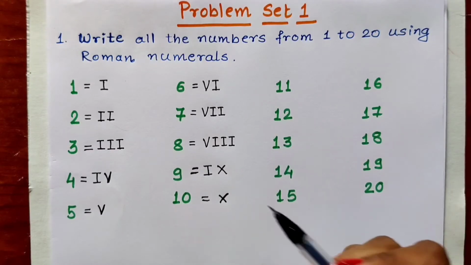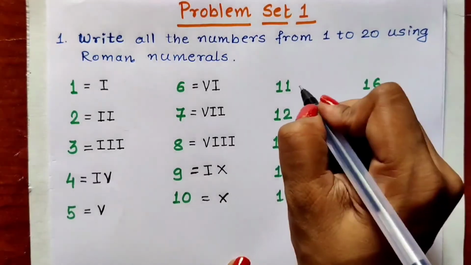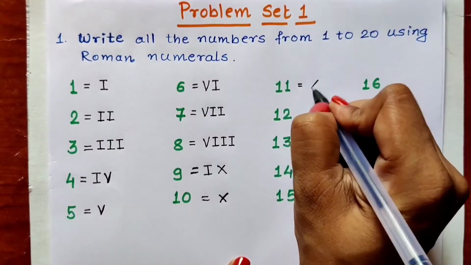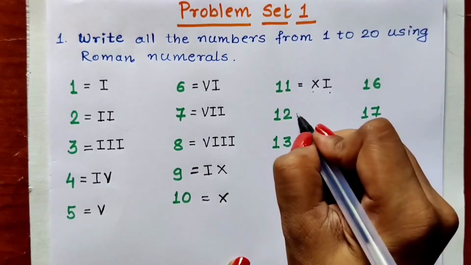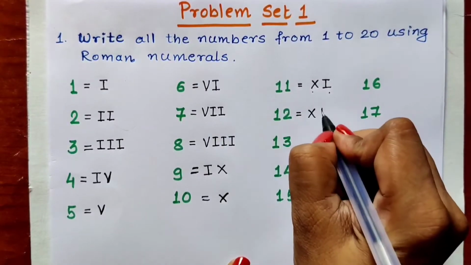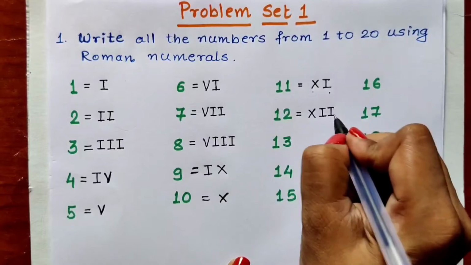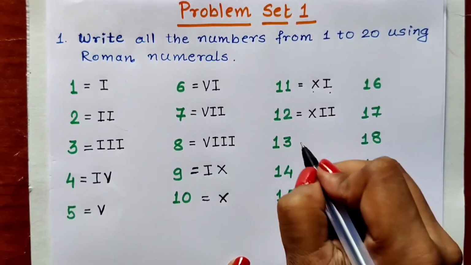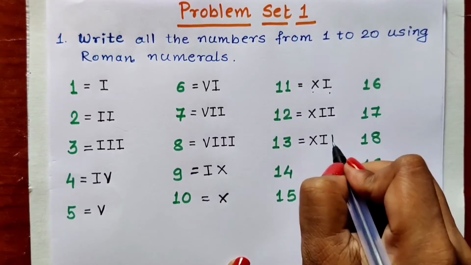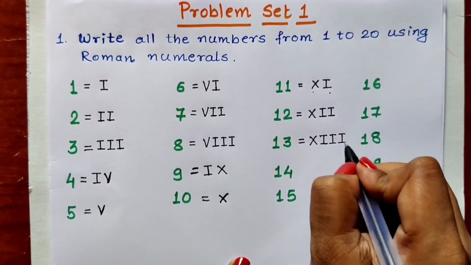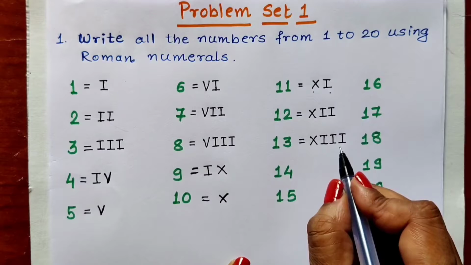Now 10 means X, we all know. 11 means XI. 10 plus 1, 11. 12 means XII. 10 plus 2 means 12. 13 means XIII. 3 times I. That means 13.